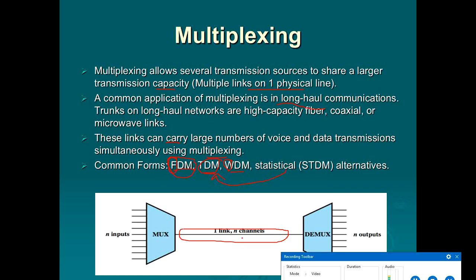Demultiplexer will accept the combined or the multiplexed signals and it separates or demultiplexes the data according to the channel and delivers the data to the appropriate receivers or to the appropriate output lines. Why do we need multiplexing? We need multiplexing because higher the data rate, more cost effective the transmission facility is.